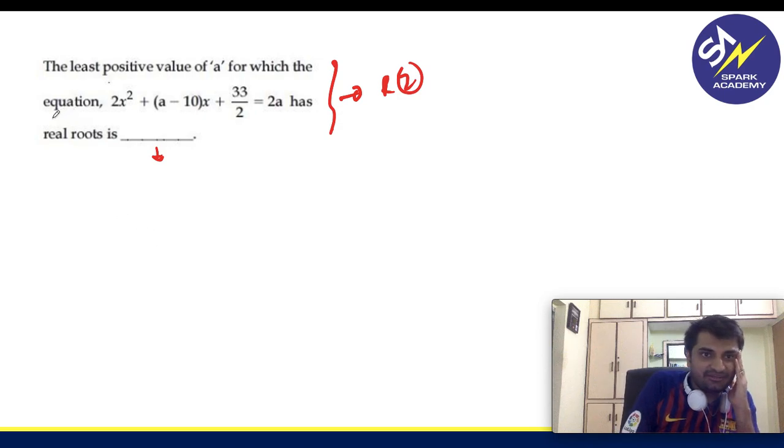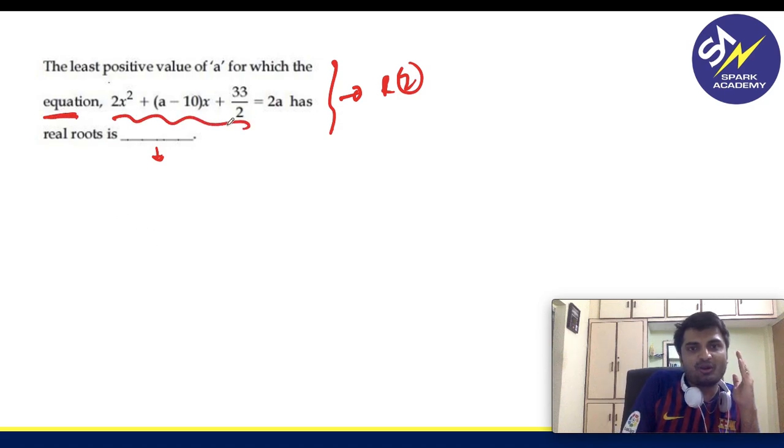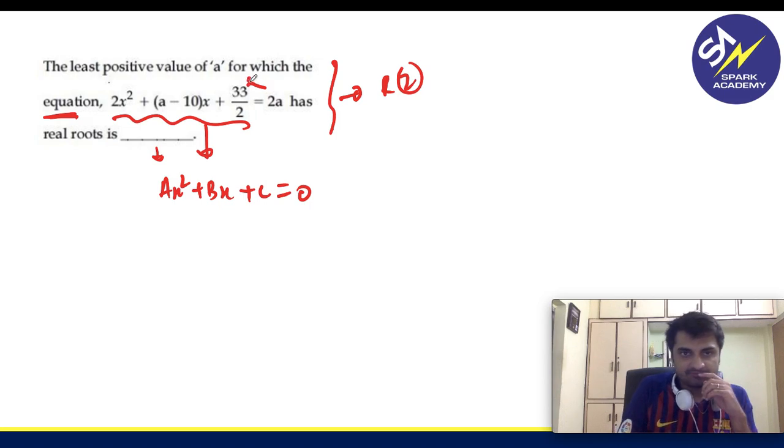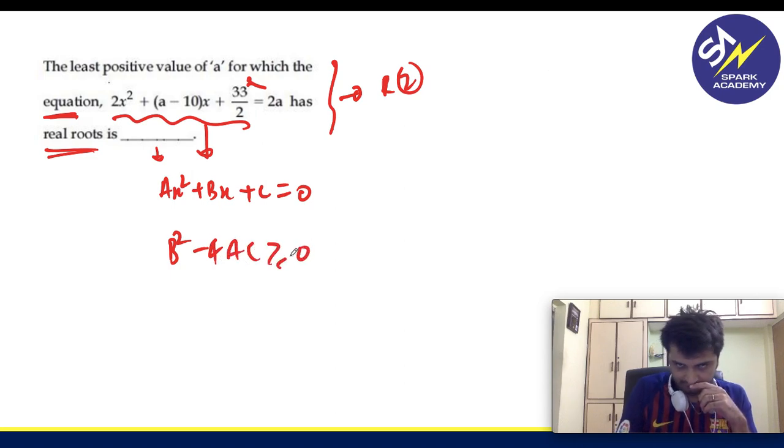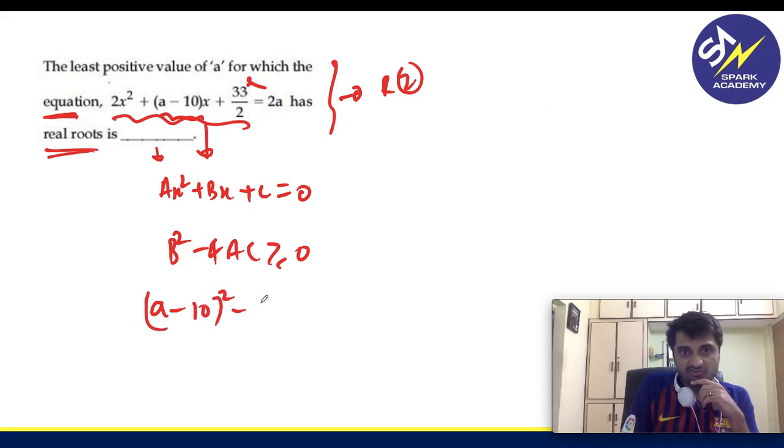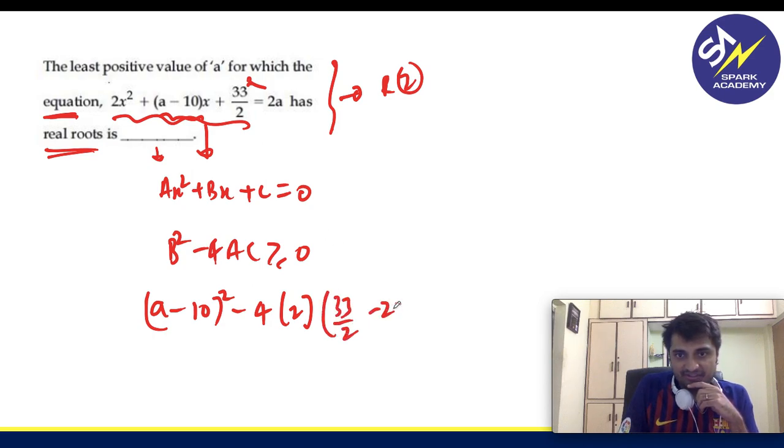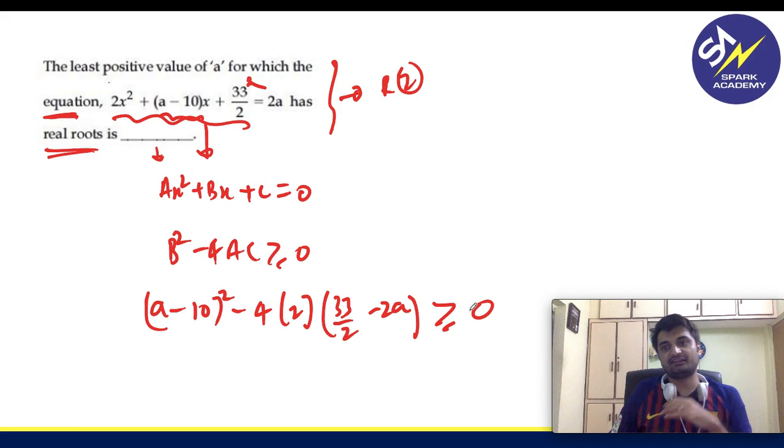Now we are coming to equations. So this is a quadratic equation. It looks like ax square plus bx plus c equal to 0. So if it has real roots, you know b square minus 4ac should be greater than or equal to 0. What is b square now? (a minus 10) whole square minus 4 times a is 2, c is 33 by 2 minus 2a. That should be greater than or equal to 0.